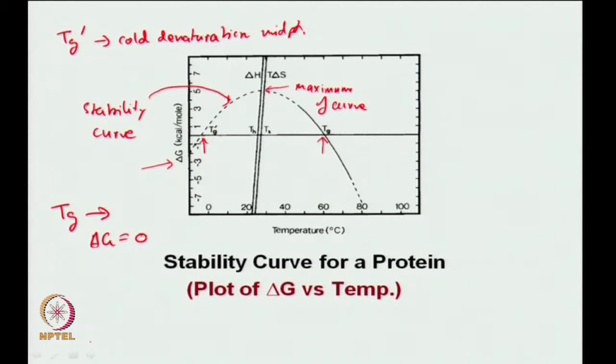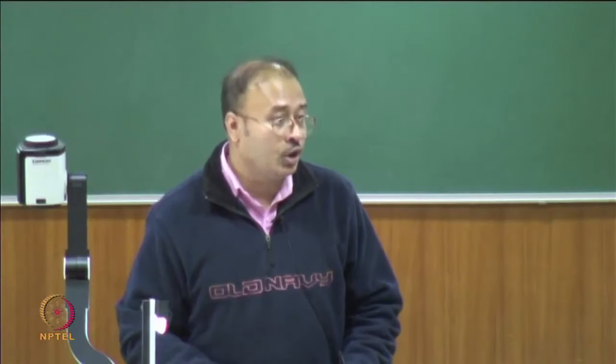If you look at the stability curve, this plot of delta G versus temperature, there are 2 points at which the stability curve cuts the 0 line. So, this is the 0 line. When delta G is equal to 0, that means K, the equilibrium constant, is equal to 1. What it means is that you have an equal number of unfolded molecules and folded molecules, and that is referred to as the midpoint of any transition.